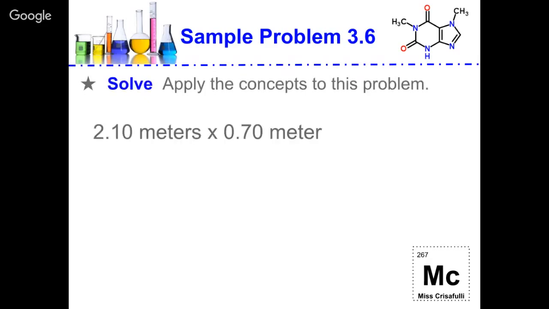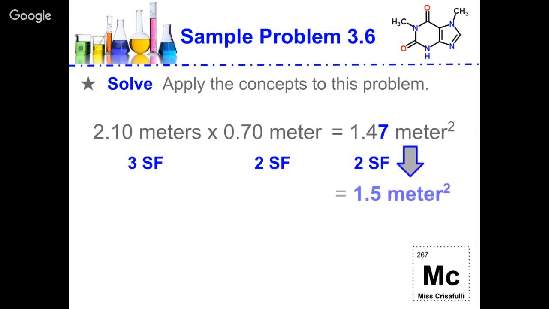2.10 meters times 0.70 meters. So again, 2.10 meters has 3 significant figures in it. 0.70 meters has 2 significant figures in it. Let's do the math. So we get 1.47 meters squared. And again, our answer needs to be in 2 significant figures because 0.70 has 2 significant figures in it. And so we are going to round this to 1.5 meters squared.